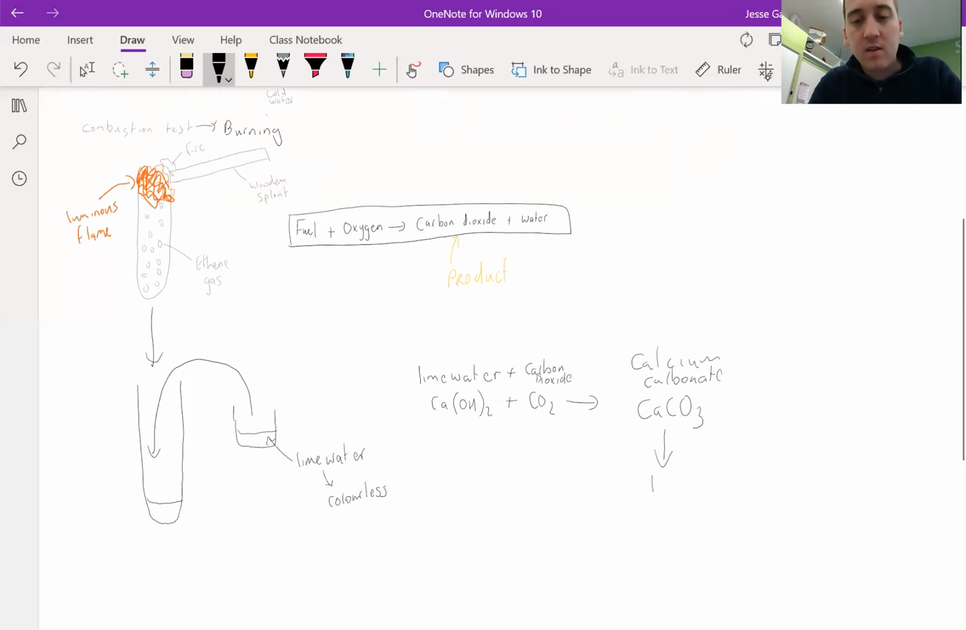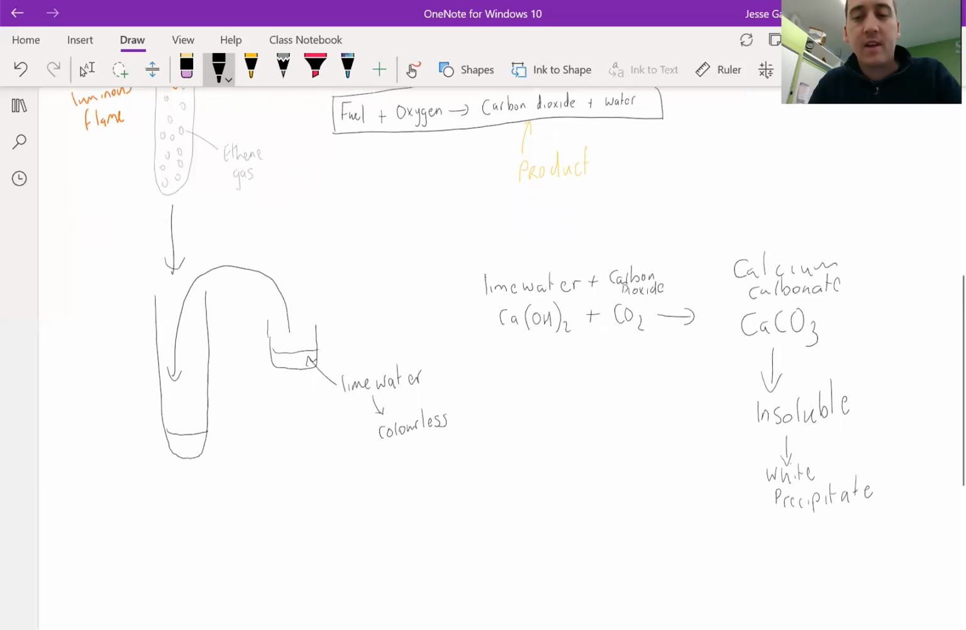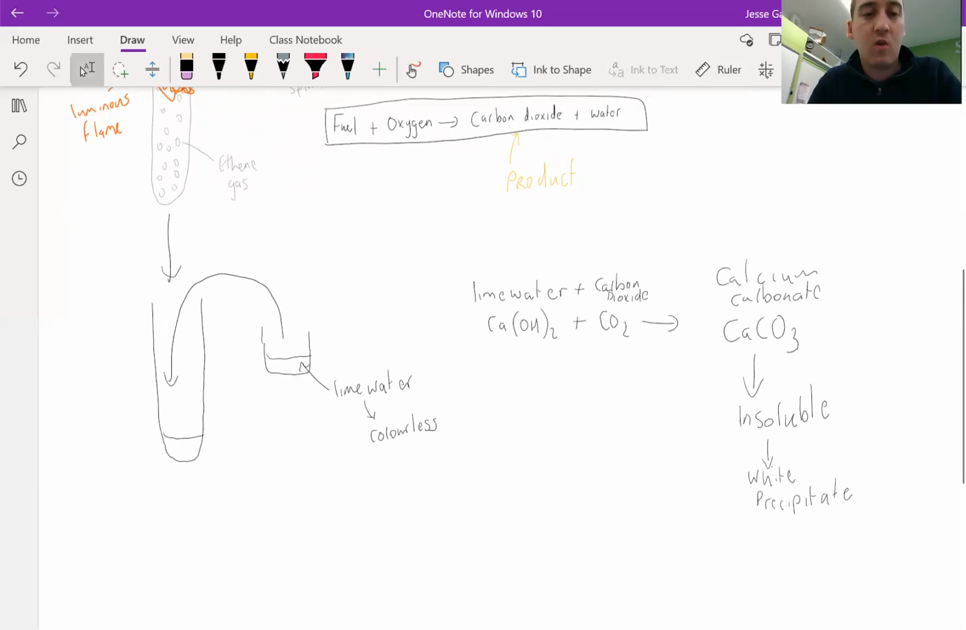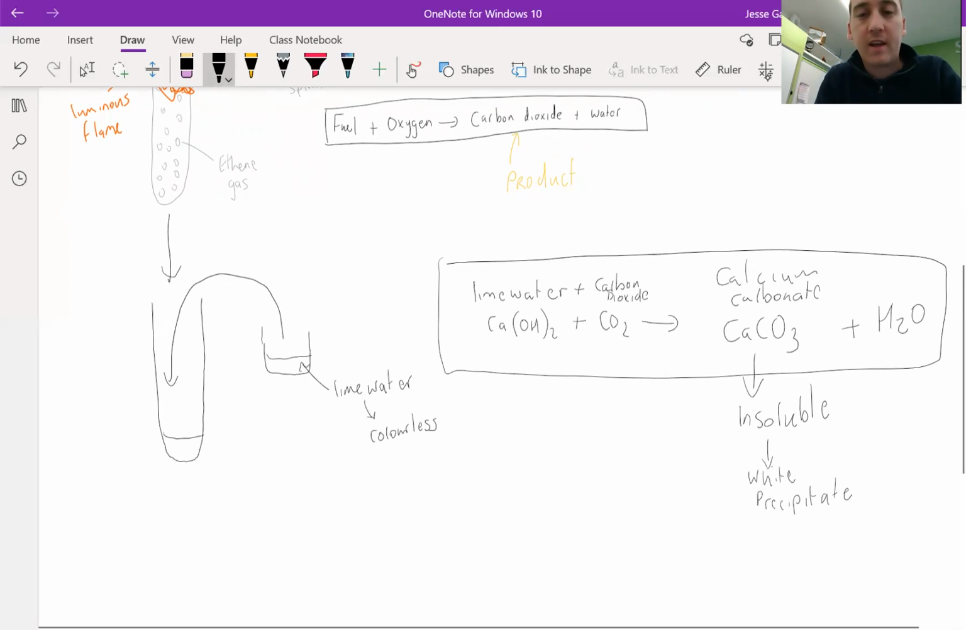This substance is insoluble. It doesn't dissolve. And because it's insoluble, it's a white color. It forms a white precipitate. A precipitate is where a solid forms that doesn't dissolve in the water. So one of the products here is a solid white substance that doesn't dissolve in the water. The other product that we make is water, H2O. So that is the equation for the reaction between lime water and carbon dioxide, and it's balanced already for us.